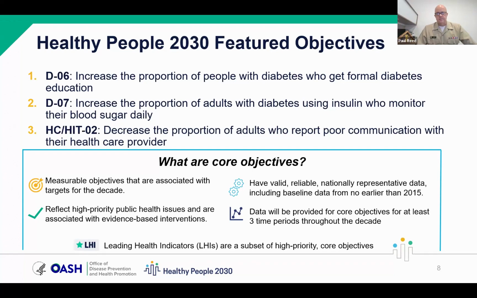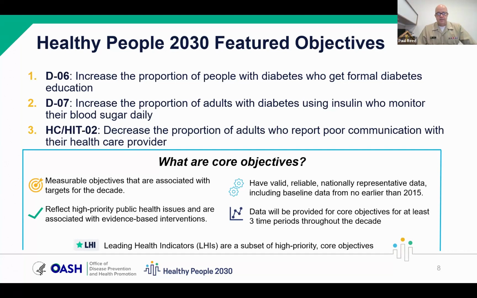2 of today's objectives are managed by the Diabetes Work Group. D06, increase the proportion of people with diabetes who get formal diabetes education, and D07, increase the proportion of adults with diabetes using insulin who monitor their blood sugar daily. And the 3rd objective discussed today is managed by the Health Communication and Health Information Technology Work Group. HCHIT 02 looks to assess a decrease in the proportion of adults who report poor communication with their healthcare provider.